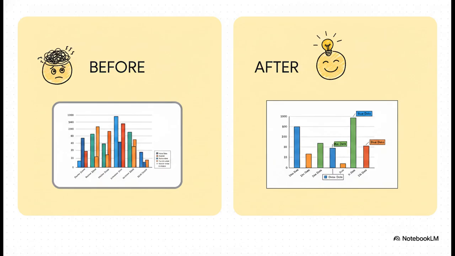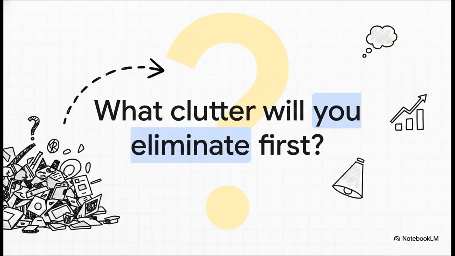It's calm, it's clear, it's professional. That is the power of decluttering. See, by finding and removing clutter, you lower that cognitive load for your audience, and you make your message impossible to ignore. This isn't just about making things look pretty, it's about communicating with real clarity and serious impact. So the next time you build a visual, just ask yourself this: what clutter are you going to eliminate first?